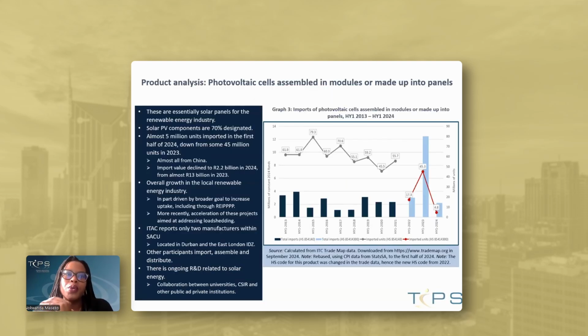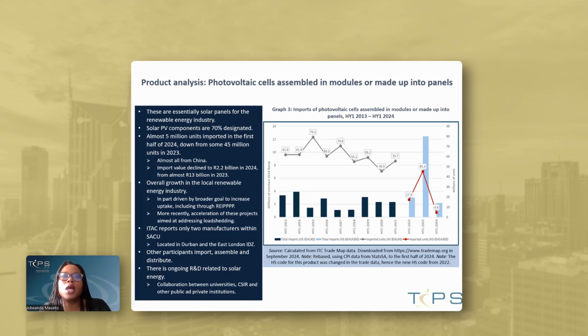And then in terms of the product analysis, one of the products that we looked at is photovoltaic cells, which are assembled into modules or made up into panels. As you're aware, these are for the renewable energy industry. Although solar panels as combined products or other renewable products are not necessarily designated, the PV components are designated at around 70%.